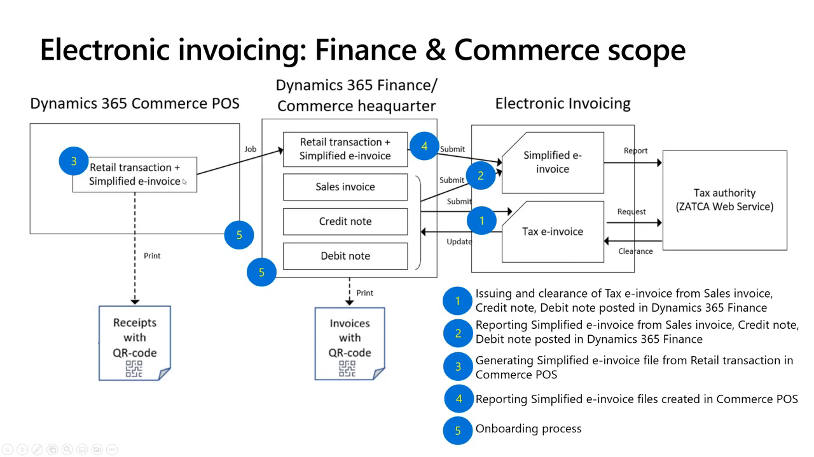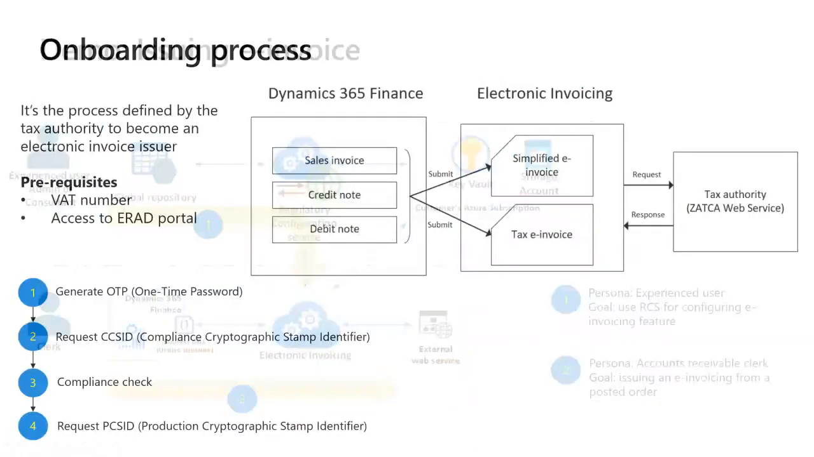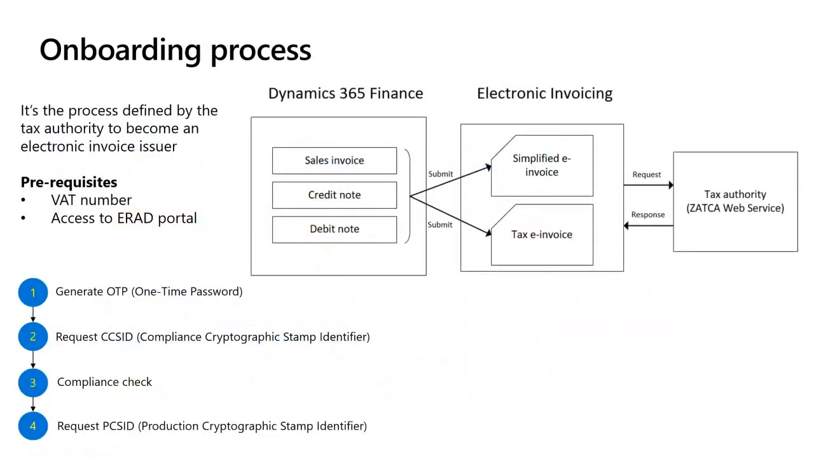The simplified invoice file goes together inside the regular job. And then using the same process of submitting the retail payload, you send the retail transaction and the simplified invoice file to the service, and then the service will take charge to communicate, to review the simplified invoice, and then send it back to Zatka for reporting purpose. Okay.